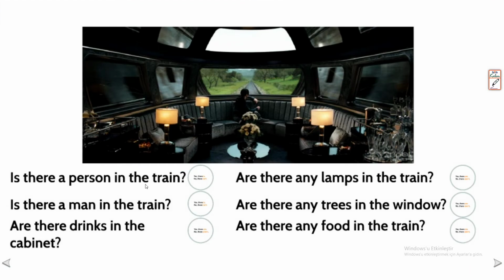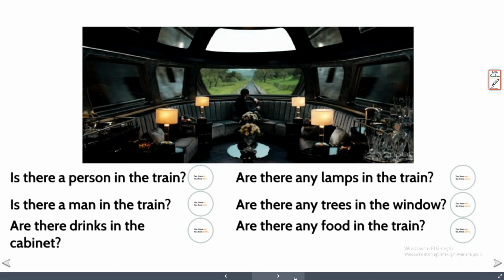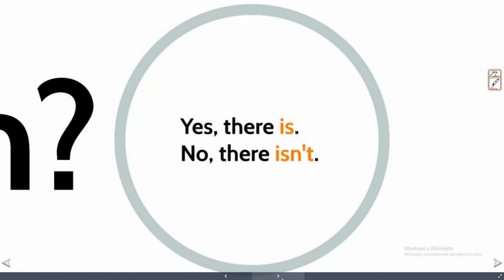And is there a person in the train? Is there a person in the train? Of course. Yes, there is. Yes, there is a person in the train. But if there is not, we should say no, there isn't a person in the train.